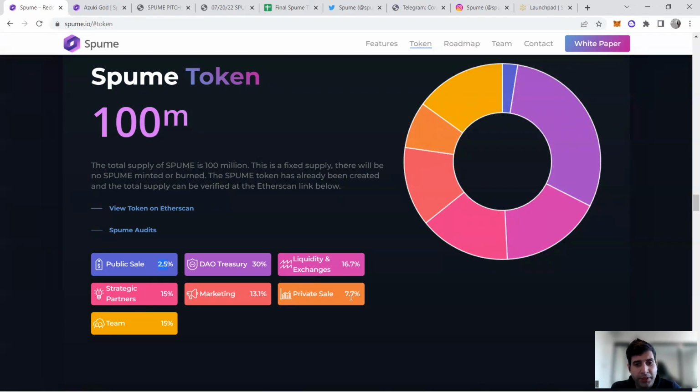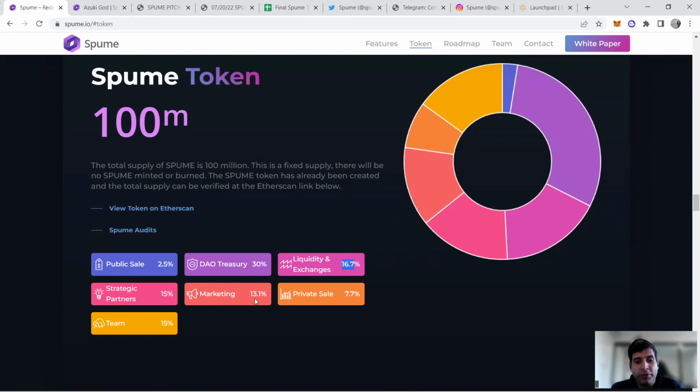7.7% is on the private round sale. 30% is for the DAO, which I mentioned, DAO treasury, 30% holding. Liquidity and exchange, it's 16.7%. That's really high, and I'm really shocked with this high amount in a good way, because usually projects underestimate liquidity, and I think Spume has a good advisor talking about the liquidity and exchange. It's not me, by the way.